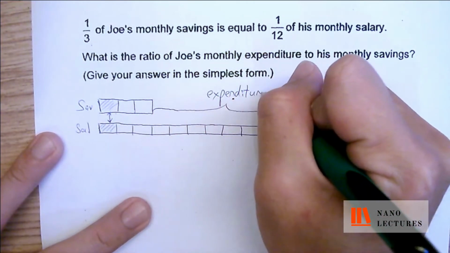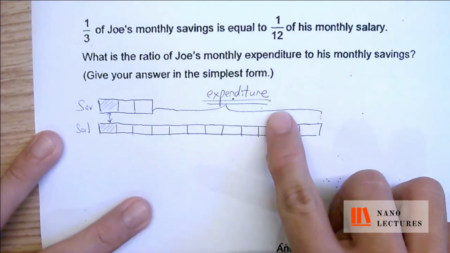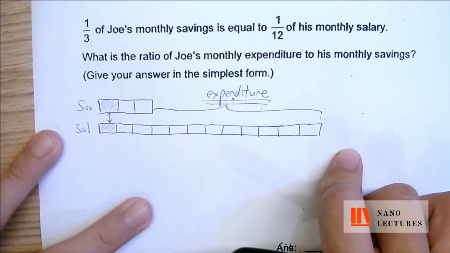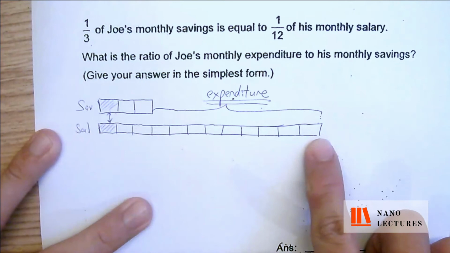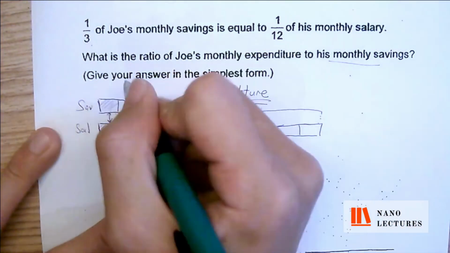So again, if you do not know this word, you need to up your English standard. Okay, expenditure means how much he spent. So this one is 9 units. So what is the ratio of his expenditure to his monthly savings? Monthly savings how many units? 3 units.